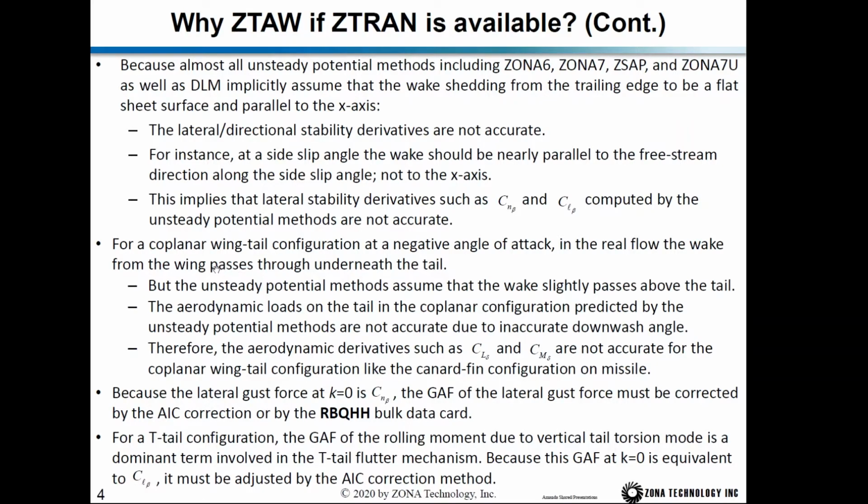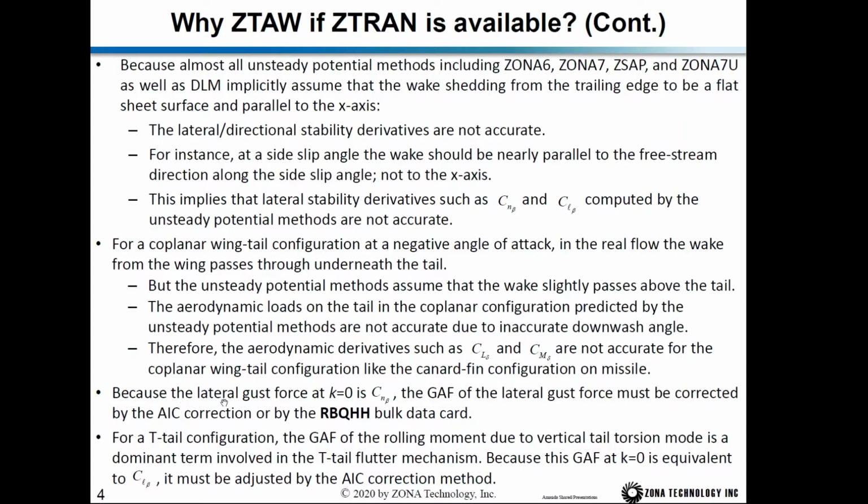Another example, for a coplanar wing-tail configuration at a negative angle of attack. In the real flow, the wake from the wing passes underneath the tail. Because the unsteady potential panel methods assume that the wake slightly passes above the tail, the unsteady aerodynamic loads on the tail in the coplanar configuration predicted by the unsteady potential panel method are not accurate due to the inaccurate downwash angle. Therefore, the aerodynamic stability derivatives such as CL delta and CM delta are not accurate for the coplanar wing-tail configuration, like the canard fin configuration on a missile. So in this case, you also need to apply the Z-tau method.